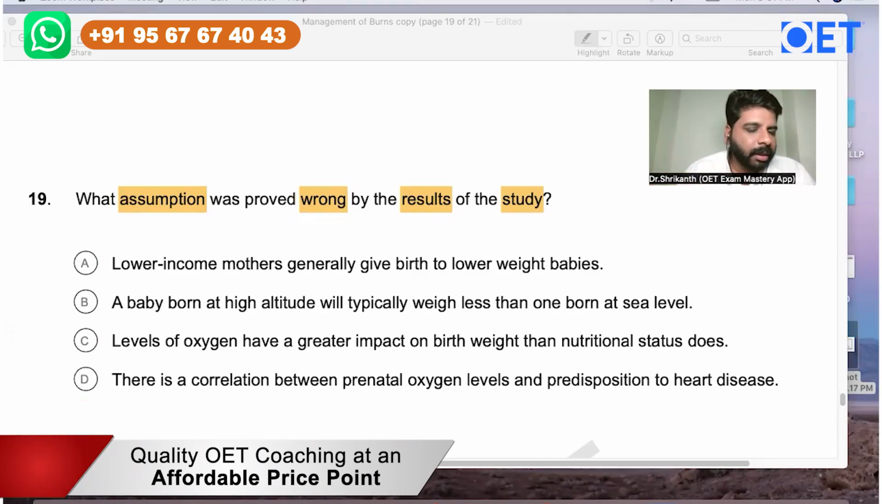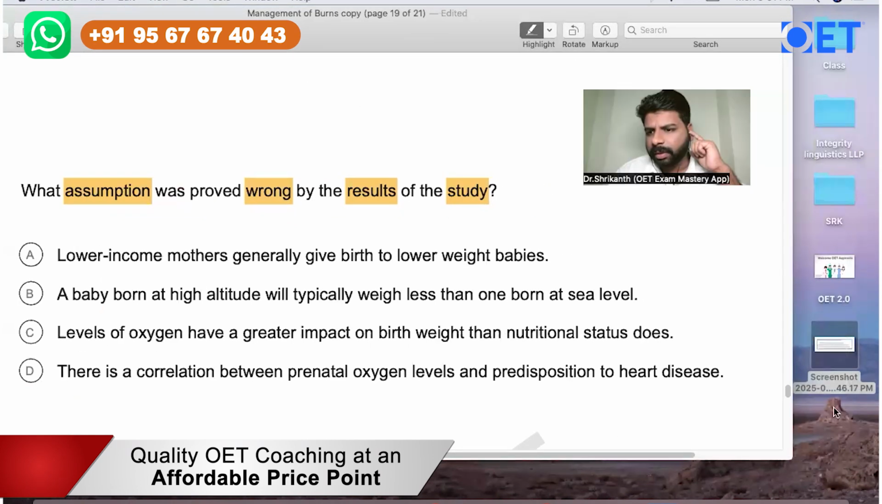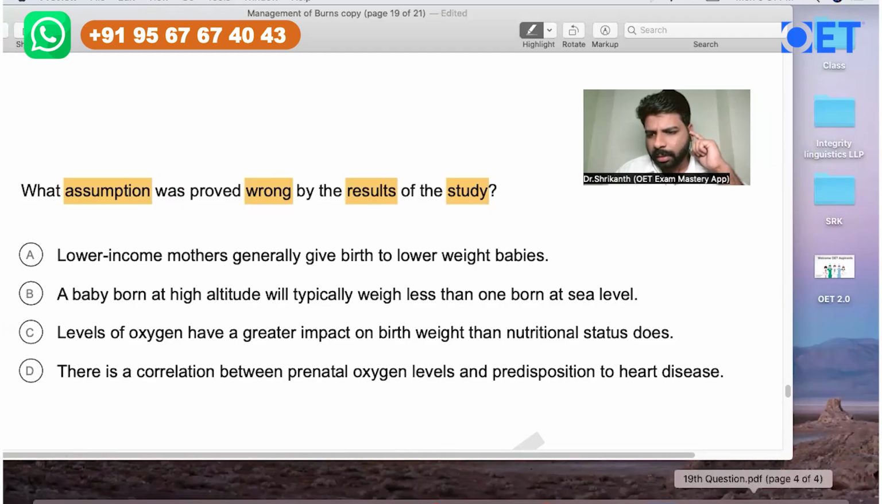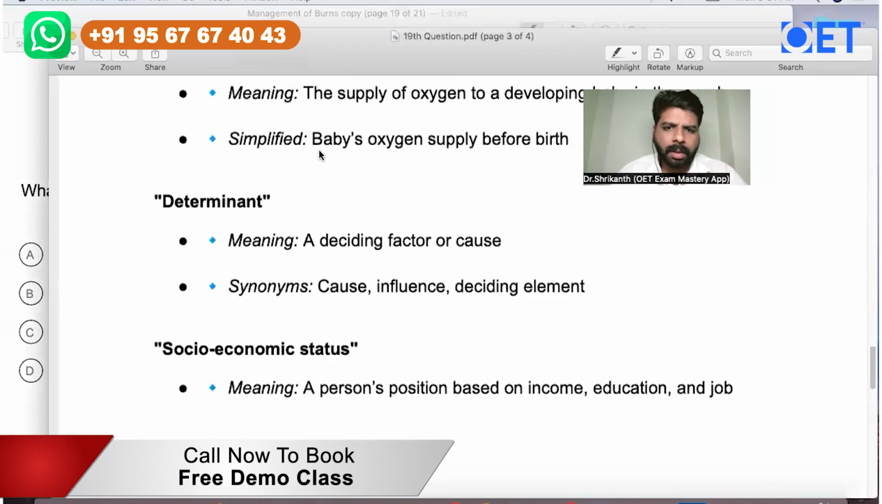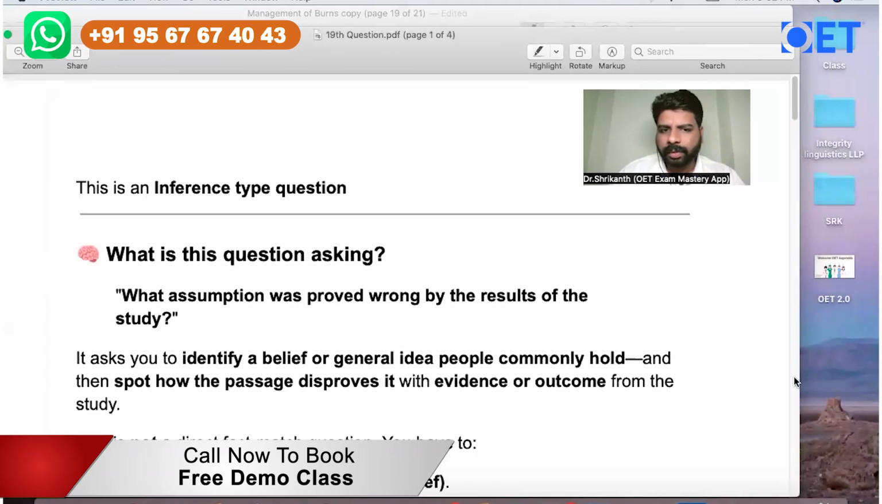Right. So let's take a look into this document that I have prepared, and then we will have a detailed discussion. This is the 19th question. Right. So I will be sharing this document to you after the session is done.